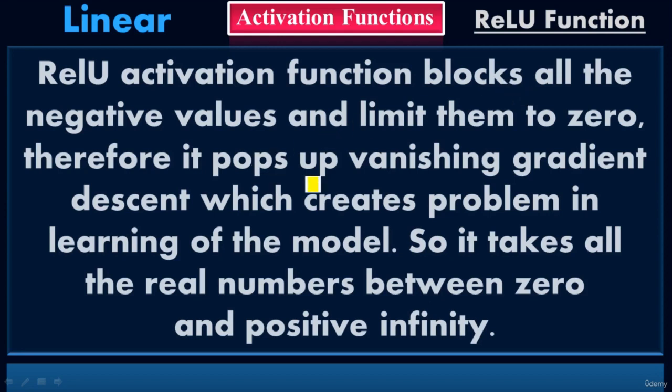And that is the reason it creates a vanishing gradient problem. The vanishing gradient problem is a problem where it creates issues in learning of the model. The model cannot learn properly when the vanishing gradient problem exists. So you have to avoid the vanishing gradient problem during learning of the model. It takes all the real numbers between 0 and positive infinity. So from 0 up to positive infinity, it takes all the real numbers.